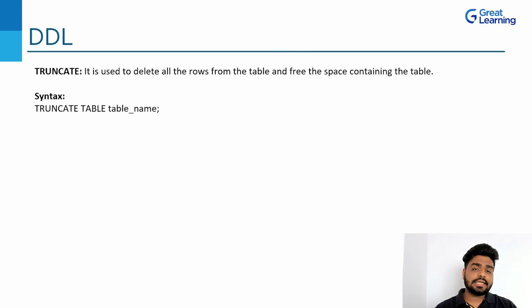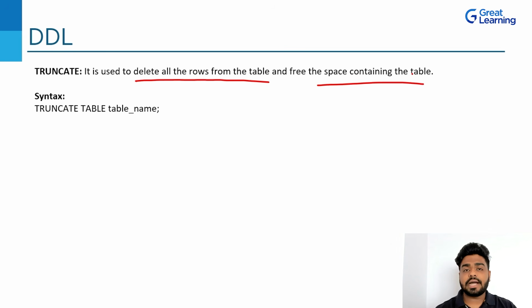Okay. The next and last particular command is TRUNCATE. Let's see how it is different from drop. It is used to delete all the rows from the table and free the space containing the table. But for structure, there is nothing written here.